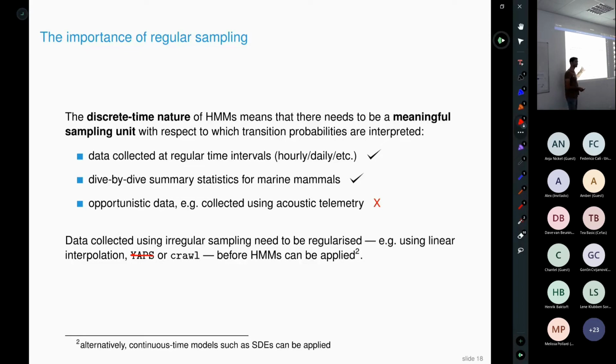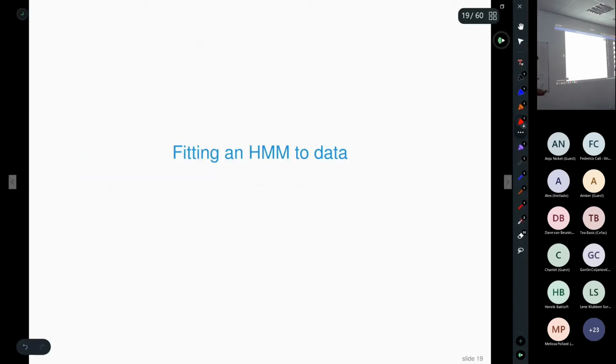But there's still crawl. For example, there's an R package that can do that. And sometimes even just linear interpolation will be fine. Okay, so just as a warning. Okay, parameter estimation. Let's talk about parameter estimation.